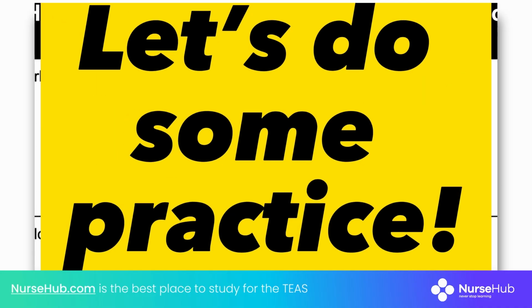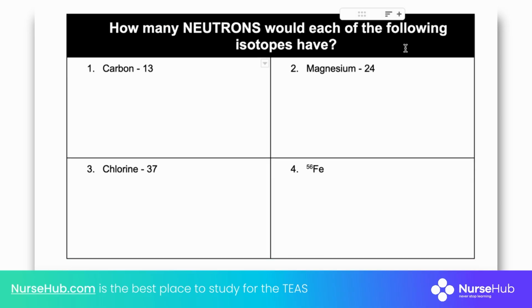So I got 4 questions for how many neutrons will each of the following isotopes have? And the way we write isotopes, we write the name of the element like carbon and then a number. The number is the mass. So carbon-13 means carbon with a mass of 13, the isotope with a mass of 13.